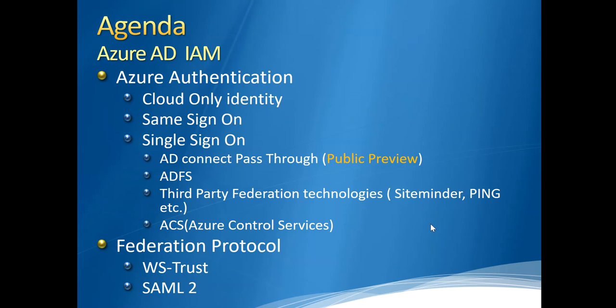So today's agenda is we'll cover Azure AD IAM, and especially the authentication side. In terms of Azure AD IAM, Identity and Access Management, we will talk about the different authentication scenarios that you have. The cloud-only identities, wherein you have only identities in the cloud and you don't have any connectivity back to on-prem. You have same sign-on where you're syncing your password to the cloud. You have single sign-on, wherein you are going back to on-prem for authentication.